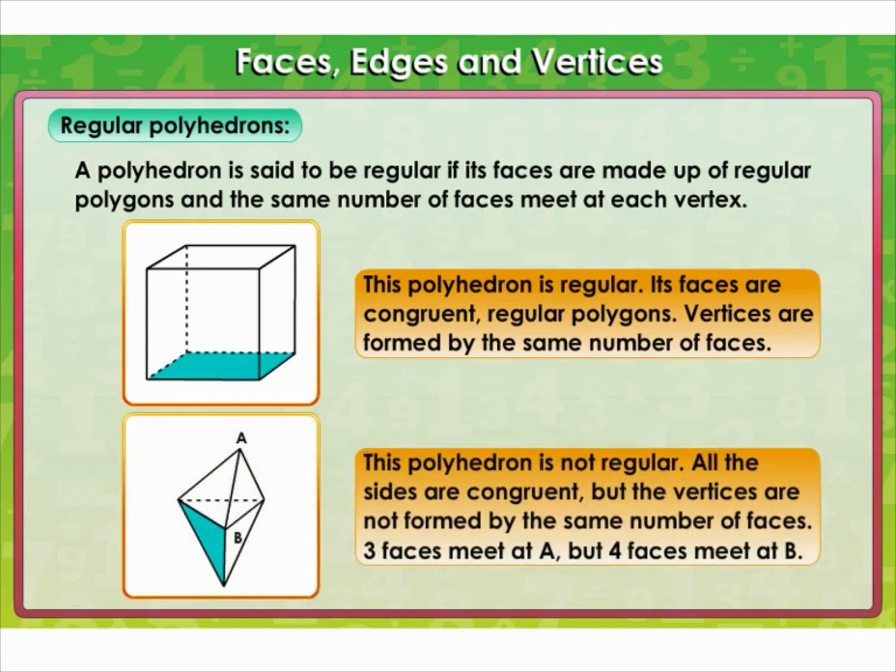This polyhedron is not regular. All the sides are congruent, but the vertices are not formed by the same number of faces. 3 faces meet at A, but 4 faces meet at B.